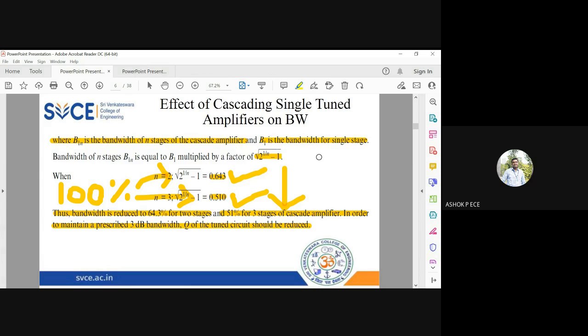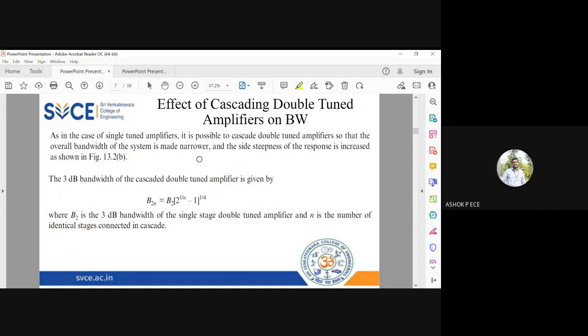If you want a minimal bandwidth constraint for an application, the only option you have is to reduce your Q factor. Even after increasing the number of stages, if I require the bandwidth to be considerably larger, I cannot compromise on bandwidth. In such a case, you have the option to reduce the Q factor. Only then will your bandwidth become larger. Otherwise, if you cascade a number of stages, the bandwidth will naturally reduce as per the logic: gain into bandwidth equals constant.